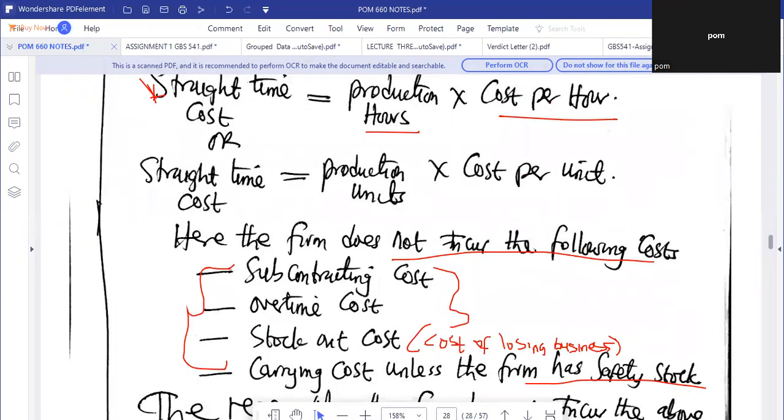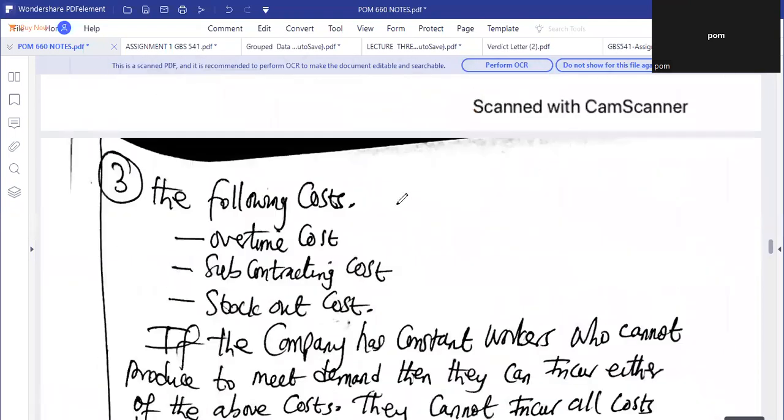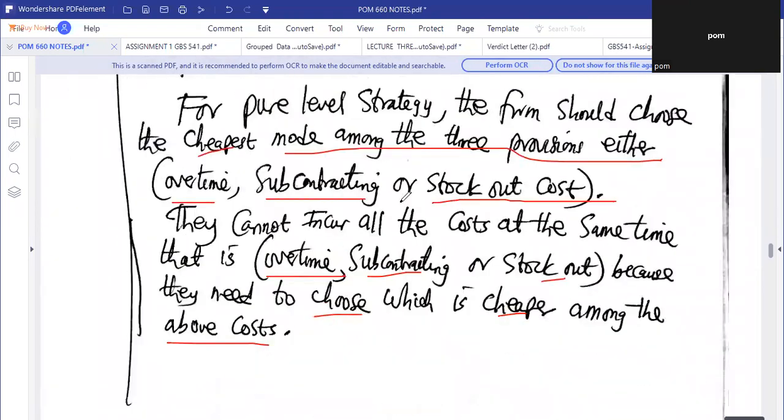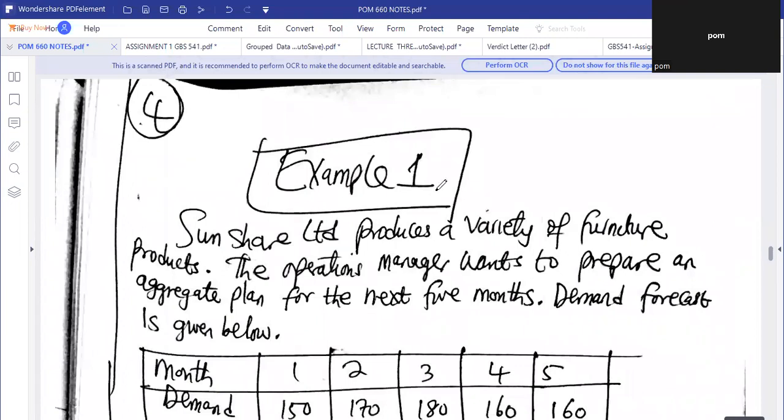So pure level strategy and the matching demand. So we get into the example here. This one is coming from the pamphlet.